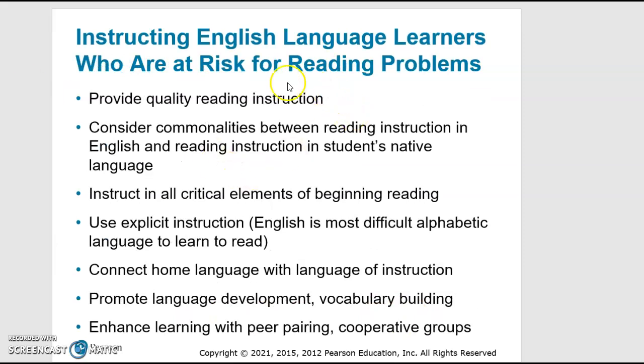Some English language learners also might be at risk for reading problems. So you want to make sure you're providing quality reading instruction to everyone, right? That tier 1 instruction, but maybe some of your ELL, English language learners, might end up moving into tier 2, where they get a little more instruction in comprehension. You want to think about all critical elements of beginning reading, using explicit instruction. We've talked about how hard English is to learn.